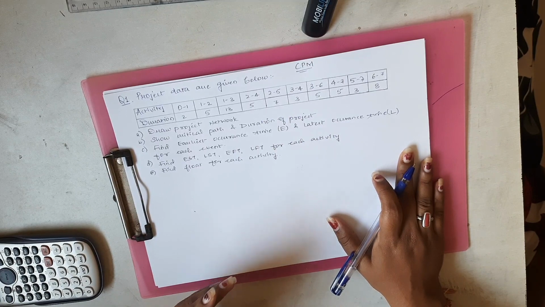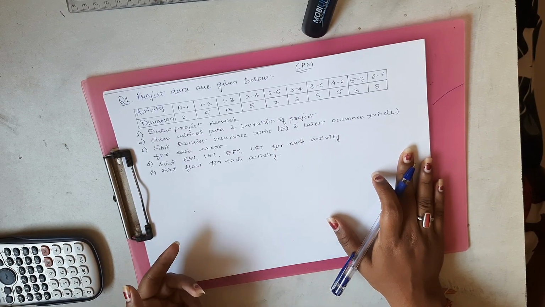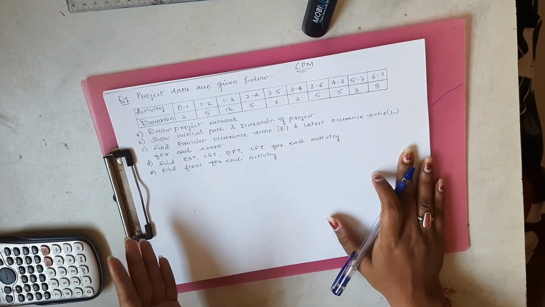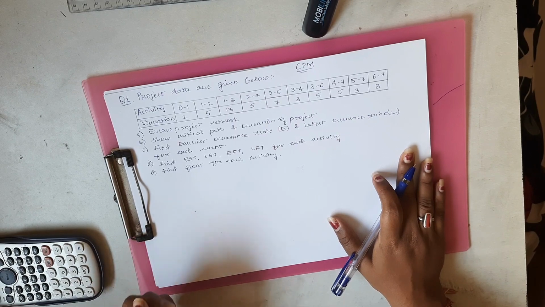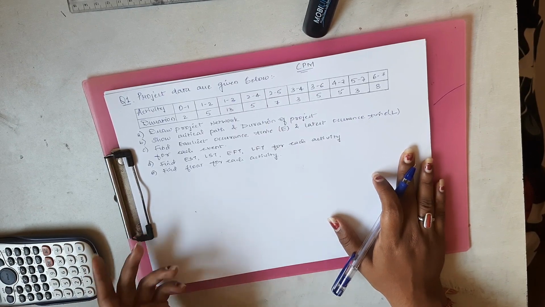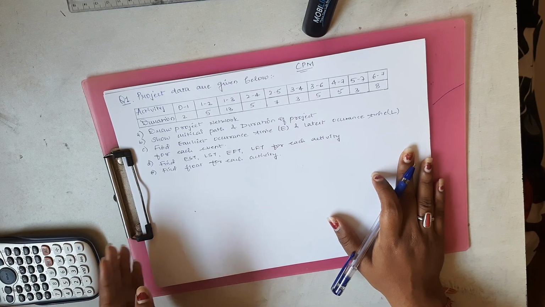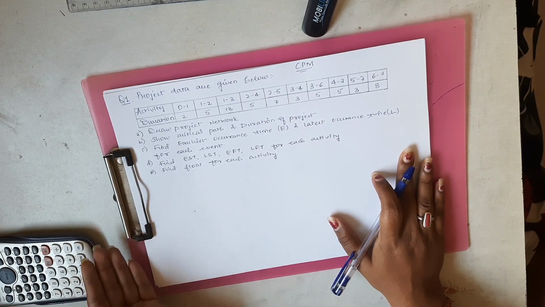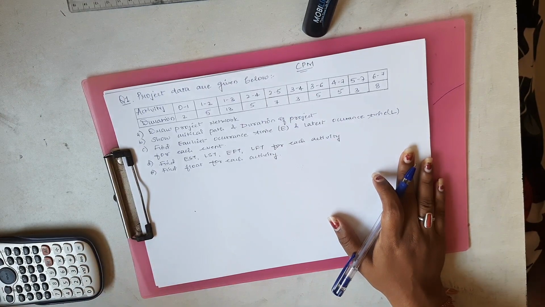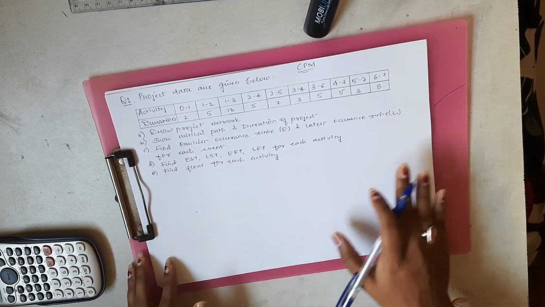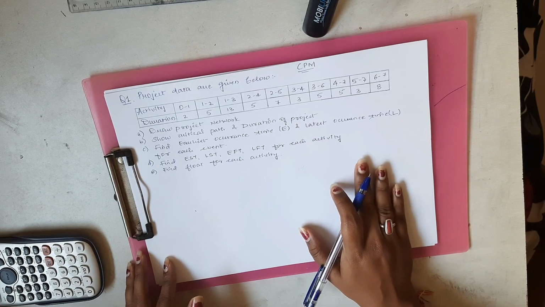So we need to draw the project network, show the critical path in it, and calculate the duration of the project. Then find the earliest occurrence time and latest occurrence time for each event. Then ultimately find EST, LST, EFT and LFT, that is, earliest start time, earliest finish time, latest start time and latest finish time for each activity, with a float for each activity.